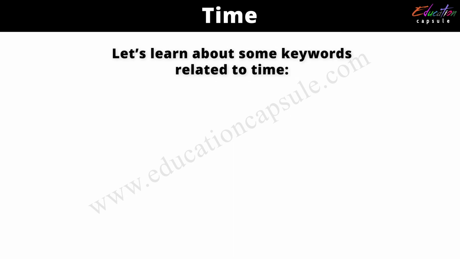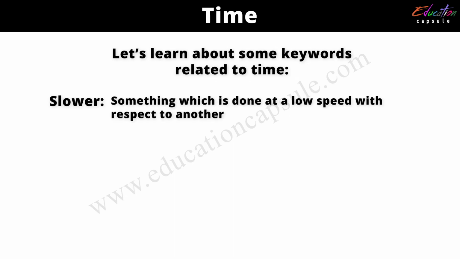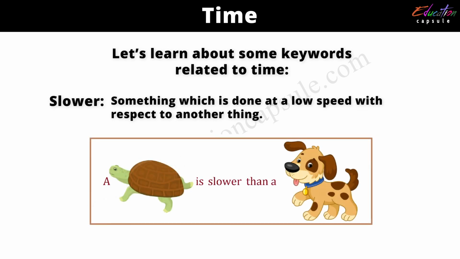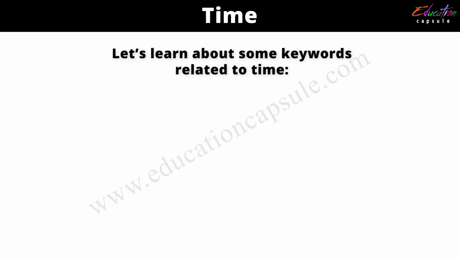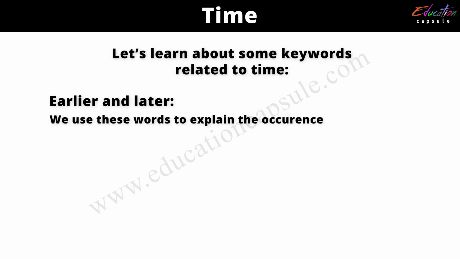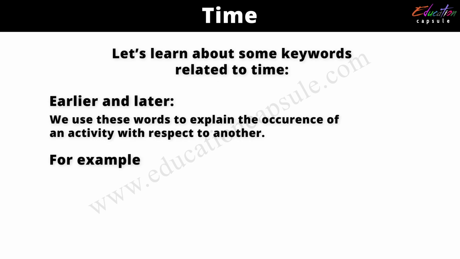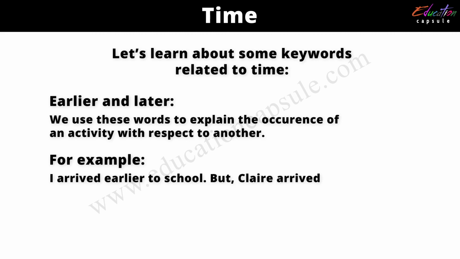Second is slower. Something which is done at a low speed with respect to another thing. For example, a turtle is slower than a dog, as the turtle moves at lower speed than a dog. Earlier and later. We use these words to explain the occurrence of an activity with respect to another. For example, I arrived earlier to school, but Claire arrived later than me.